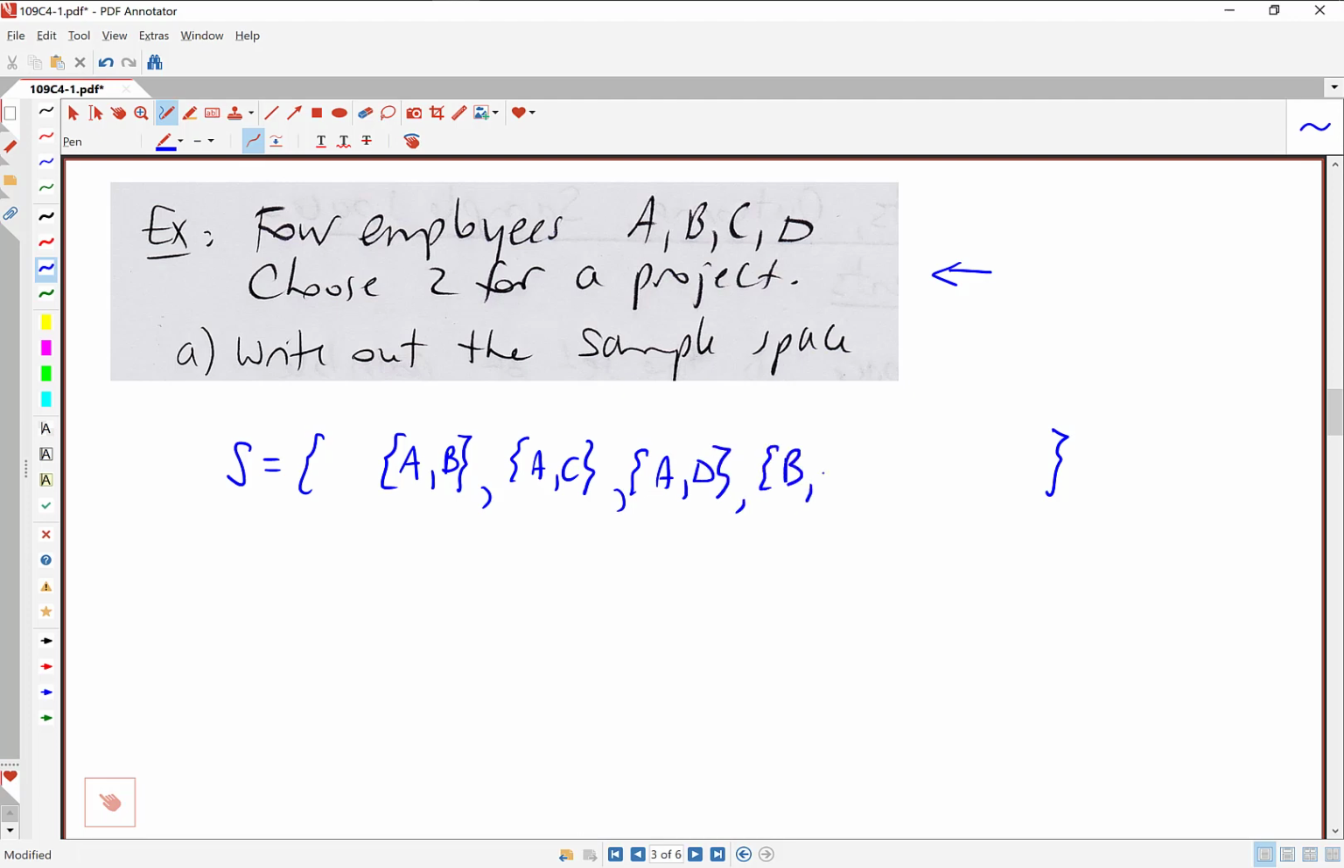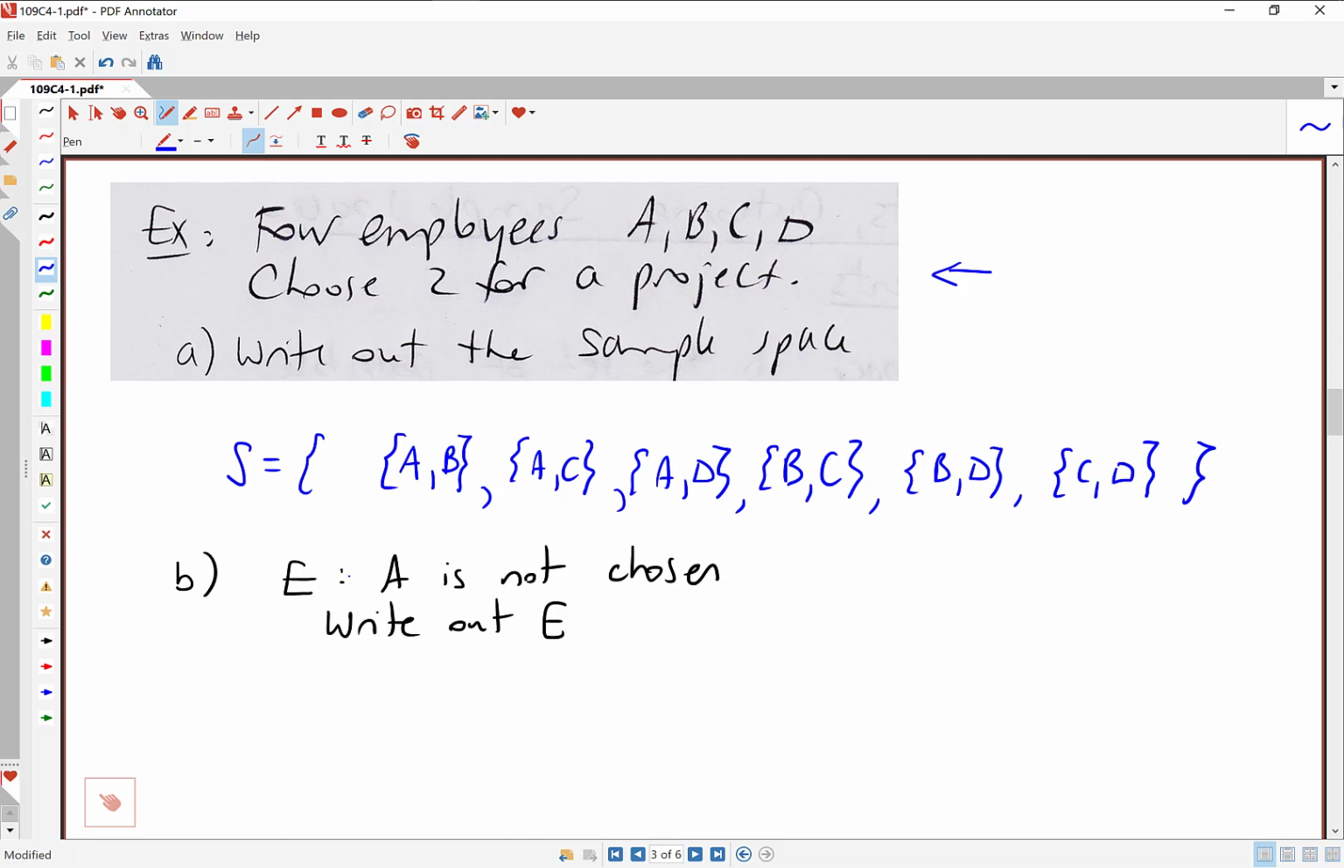We could choose B and C, B and D, and we could choose C and D. And those would be all of our options there. 6 possible options or 6 possible outcomes in our sample space. So let's say the event E is that employee A is not chosen.